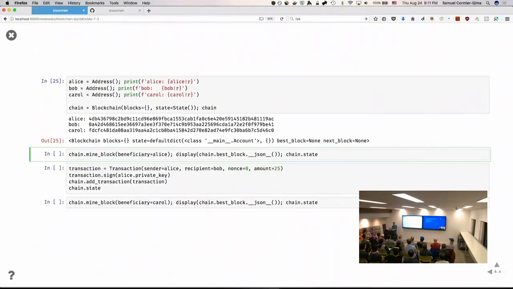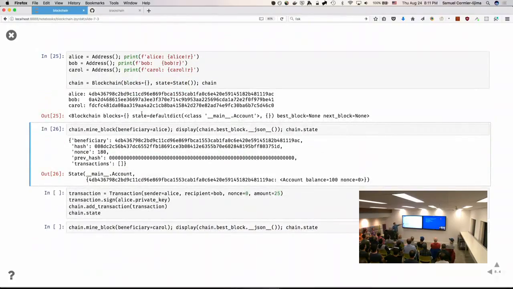Once I do mine that block, we can see here's the first block that we found. We're going to broadcast this to the network, and people are going to start mining on top of this one because this is now the longest. The nonce that it found was 180. It counted up to 180, and then it found that this hash was valid, there are no transactions in it, and the beneficiary here is Alice. And now if we look at our state, we see that Alice has a balance of 100 because she mined that block.